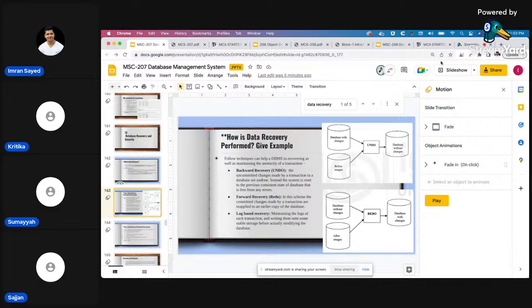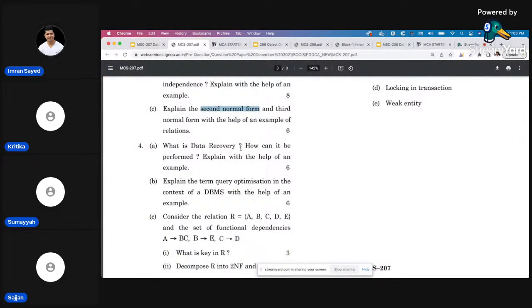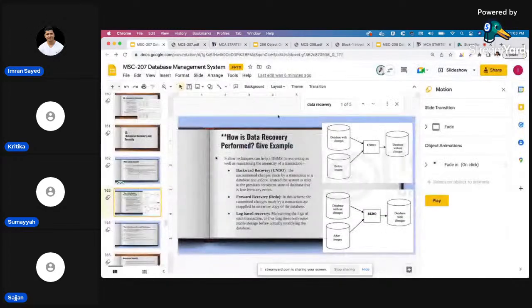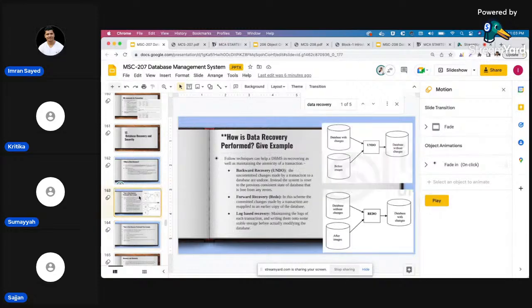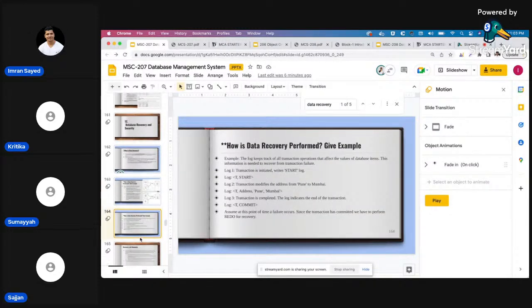Good. Next question was how it can be performed. We spent a little bit more time on the previous one because we hadn't done this question in terms of revision. So now we talk about how data is recovered and give an example. Have you put an example? Recovery is performed. Give example. Oh, this is the example.